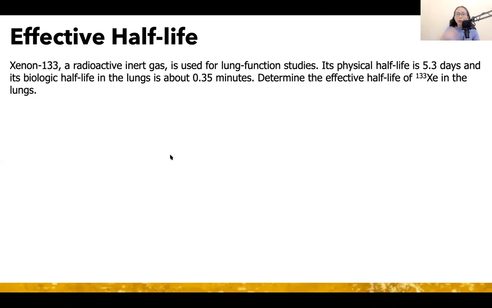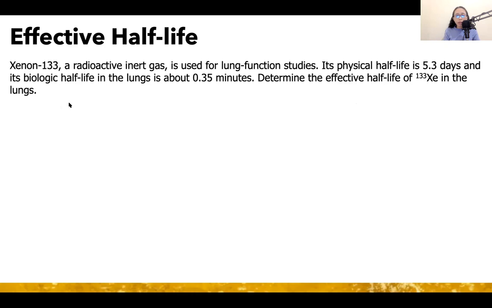Okay, so let's go into this problem. We have xenon 133, which is a radioactive inert gas. This is used for lung function studies, and its physical half-life is 5.3 days. Its biologic half-life in the lungs is about 0.35 minutes. Determine the effective half-life of xenon 133 in the lungs. This is again a straightforward problem.